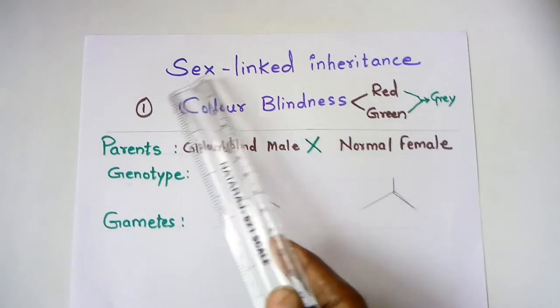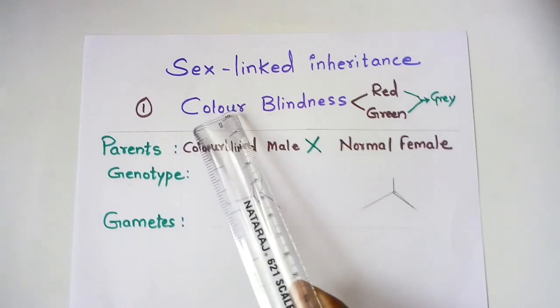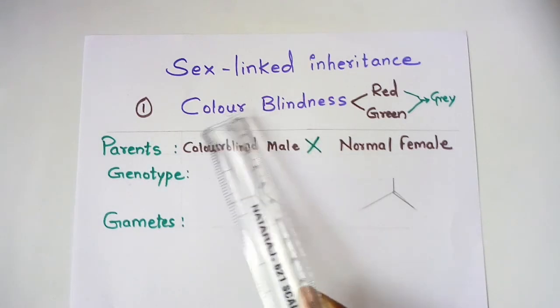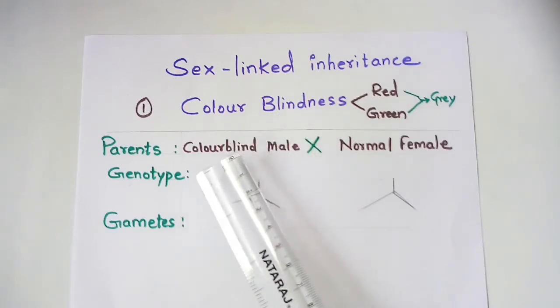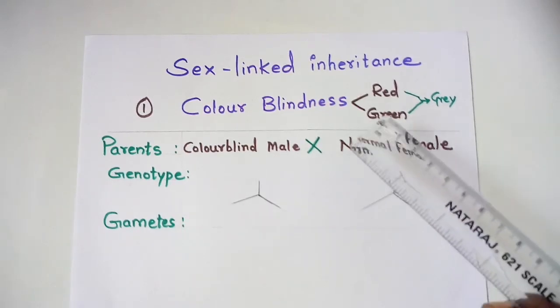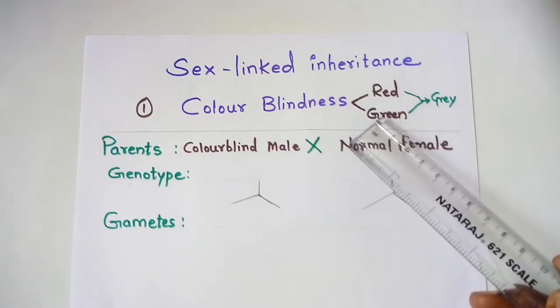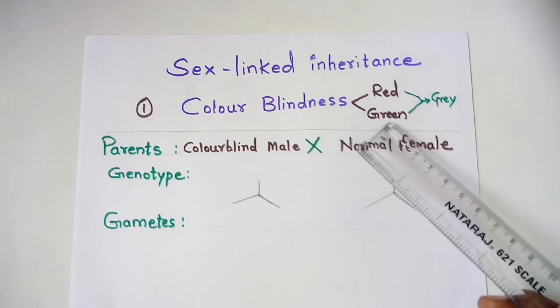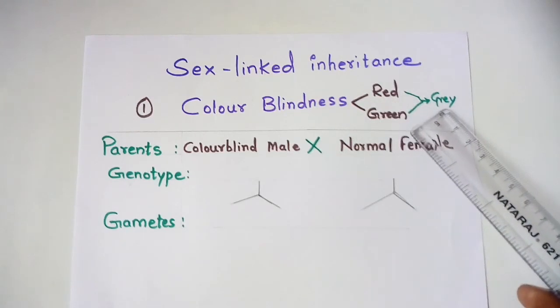Examples of sex-linked inheritance. The first example is color blindness. Color blindness is caused due to recessive X-linked genes which prevent formation of color sensitive cells, the cones in the retina of the eye, due to which the person is unable to distinguish between these two colors, that is red and green color, and both the colors appear grey to him.